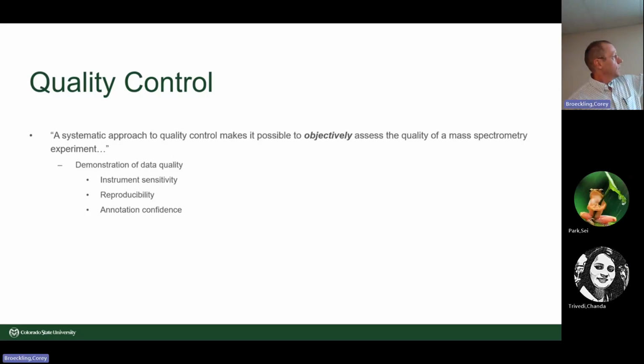And so this demonstration of data quality could include things like instrument sensitivity, analytical or preparation reproducibility, confidence in annotation. We talked about false discovery rate on peptide identifications. You want to be able to demonstrate through your quality control approach that some of these things have been accounted for, and we've got metrics that can convince the audience that they're good.